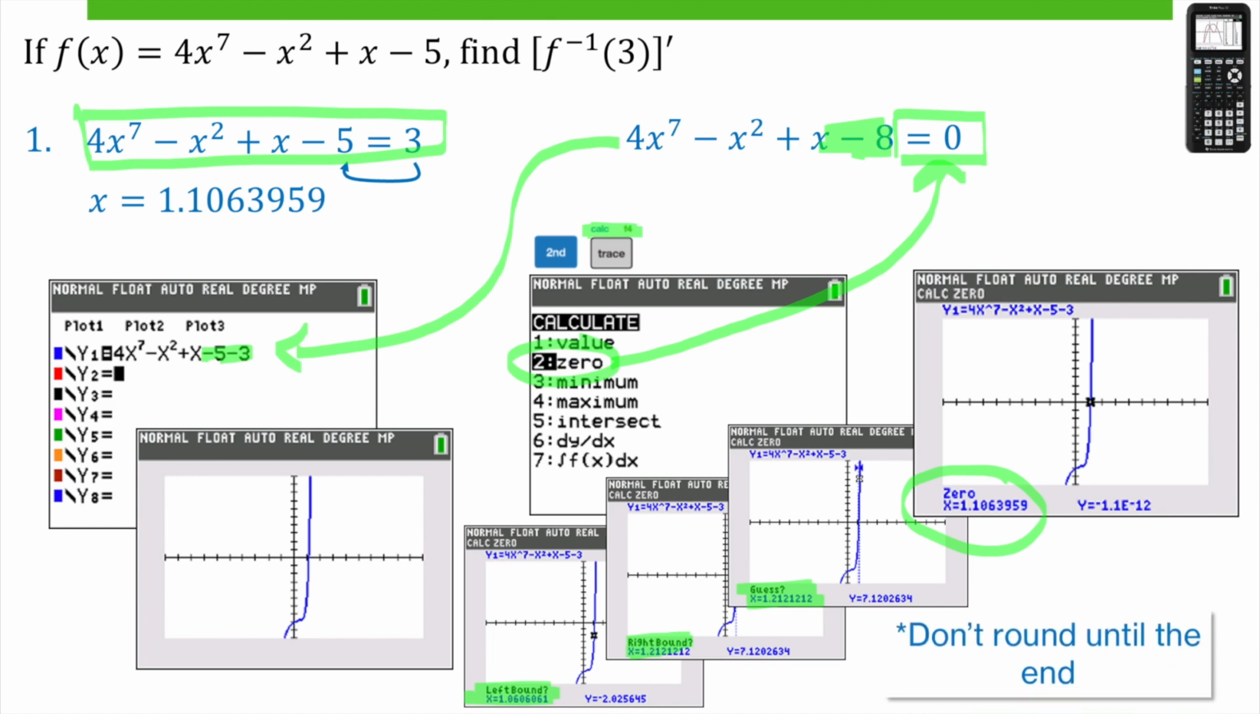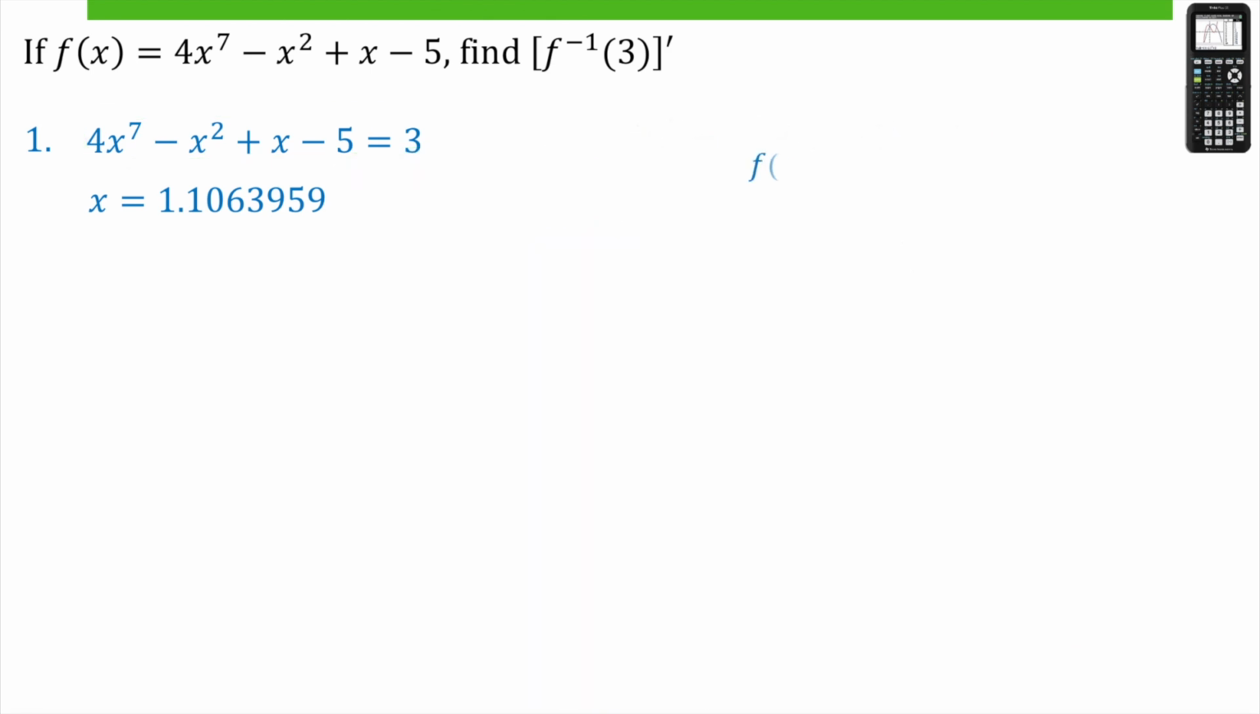That's a long decimal, but don't round until the end of the problem because you'll have the most accuracy if you keep a long decimal. Okay, so where are we? On our function, we have the point (1.106..., 3). And then on our inverse function, we have (3, 1.106...).